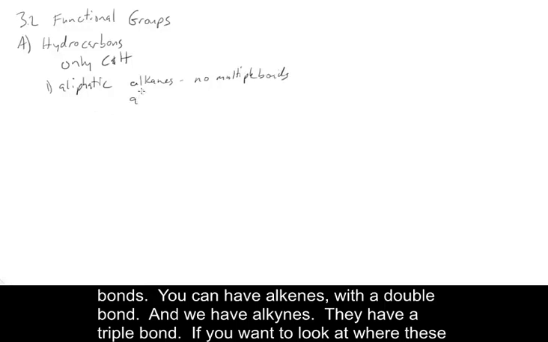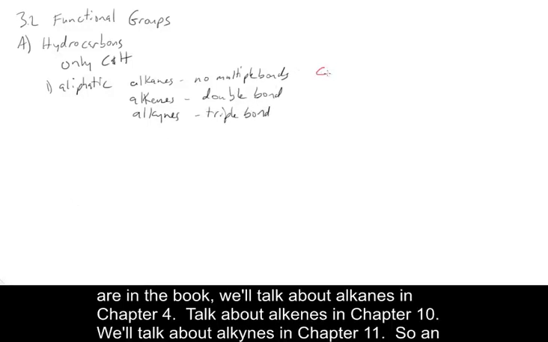We can have alkenes with a double bond. And we have alkynes that have a triple bond. If you want to look at where these are in the book, we'll talk about alkanes in chapter 4, we'll talk about alkenes in chapter 10, we'll talk about alkynes in chapter 11.